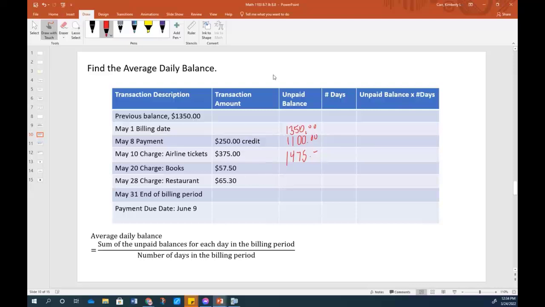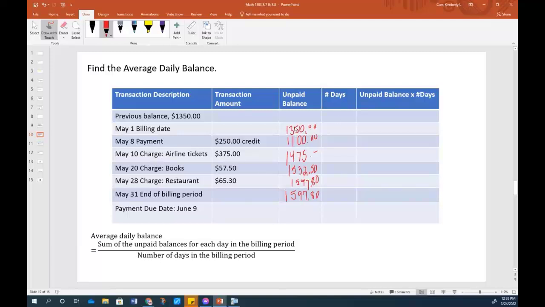Then we have another charge. So I've got to take that $1,475 and add $57.50. So now my unpaid balance has gone up to $1,532.50. Then I make another charge of $65.30, which brings my unpaid balance up to $1,597.80.